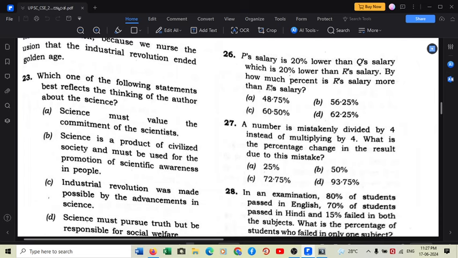Which one of the following statements best reflects the thinking of the author about science? Statement A: science must value the commitment of the scientist. Definitely this is okay. Generically, in a general sense, it is okay, but this is not the thought of the author. Statement B: science is a product of civilized society and must be used for promotion of scientific awareness in people. Okay, but this does not exactly reflect the thinking of the author.